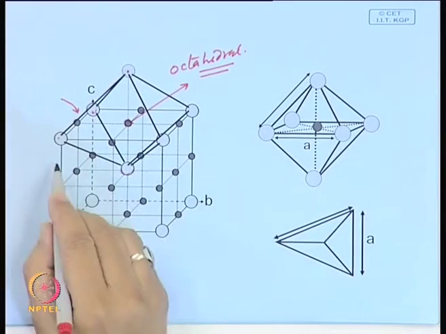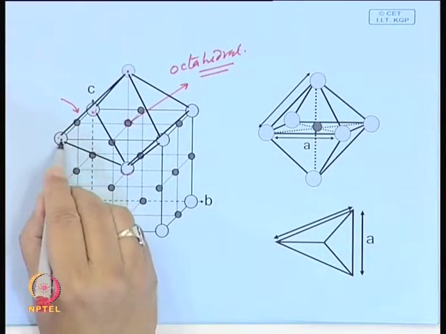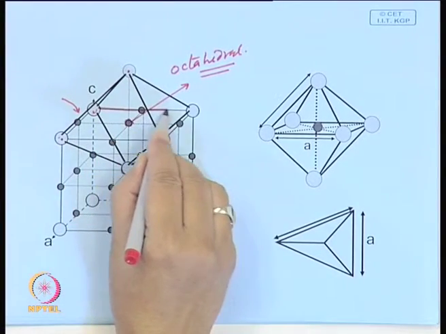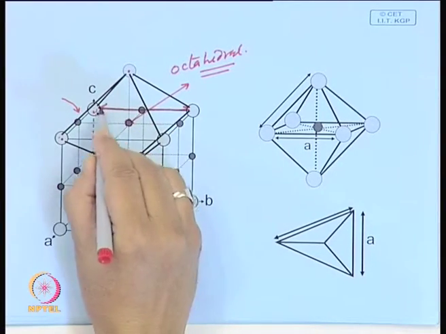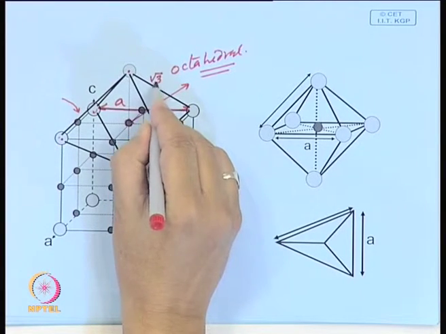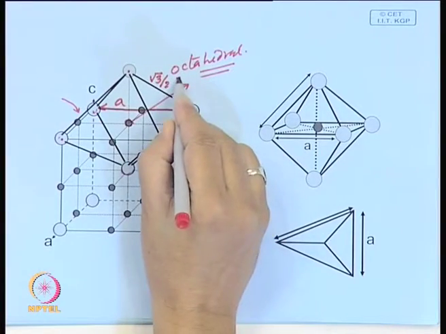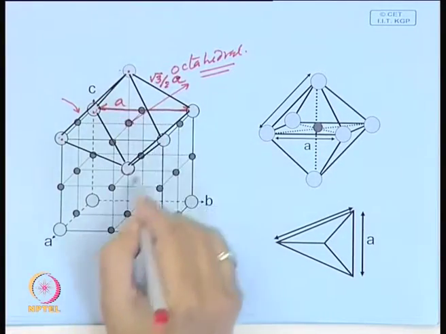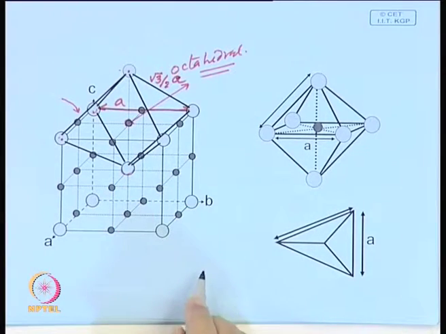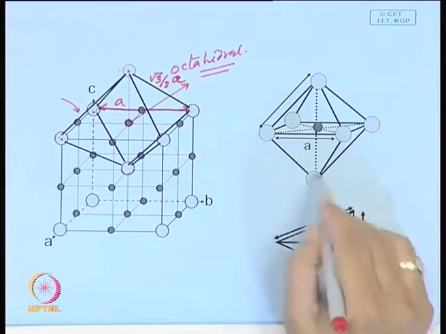These faces are not necessarily equal. See, this dimension is a, whereas this dimension is root 3 by 2 a. This is half of the diagonal, and this is shown in the diagram over here.